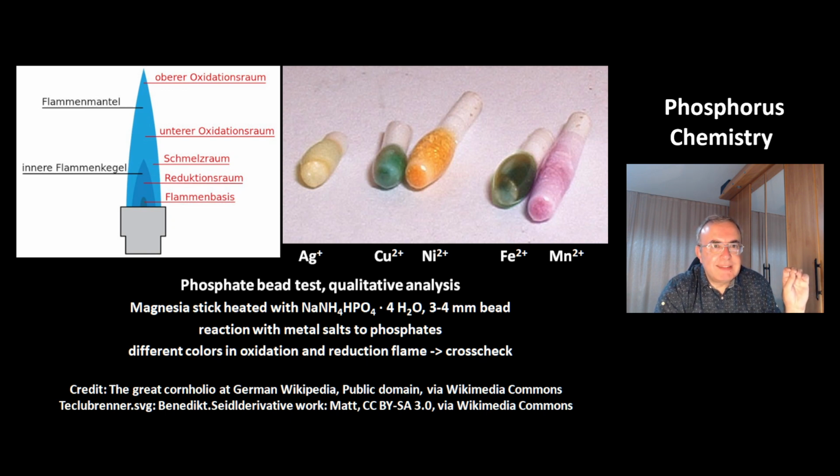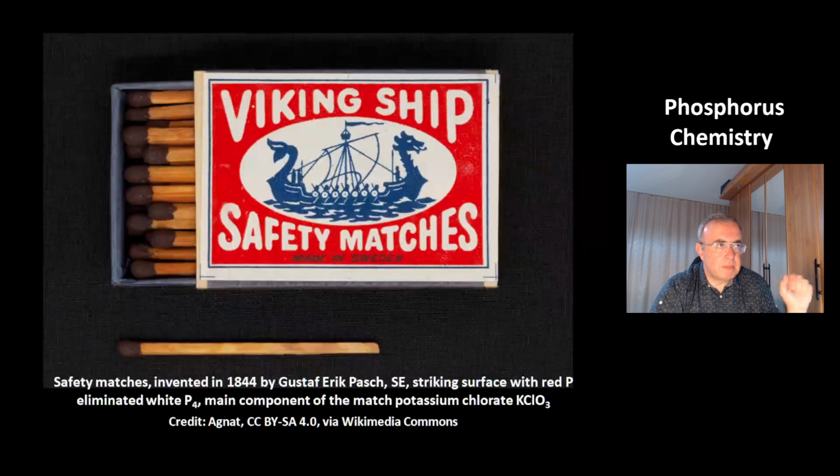Some of these ions make different colors in the oxidation and the reduction flame, so you can use this fact for a cross-check. At the left, this is the structure of a flame. This is the reduction zone of the flame. And at the top, that's the oxidation zone of the flame.